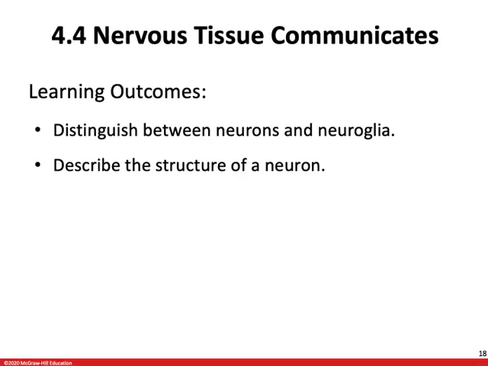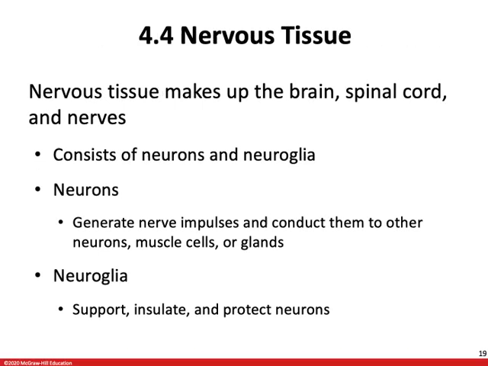Right, section 4.4, nervous tissue communicates. You should be able to distinguish neurons and neuroglia and describe the structure of a neuron. So nervous tissue conducts nerve impulses from one part of the body to another. It's made up of the brain, spinal cord, and nerves.